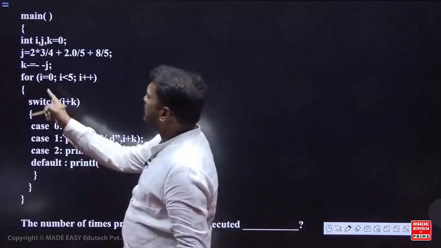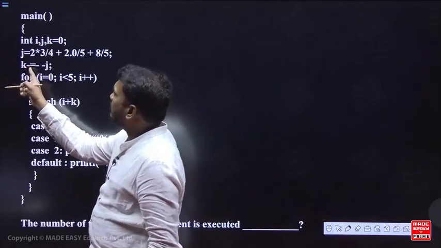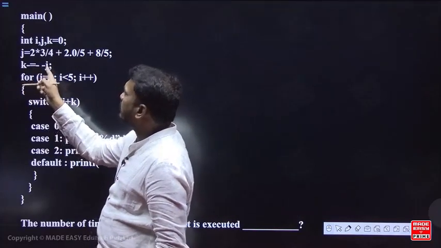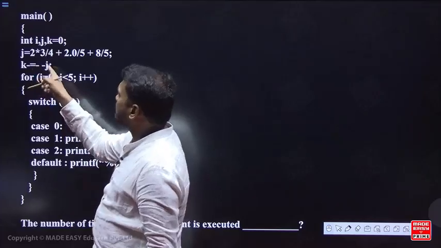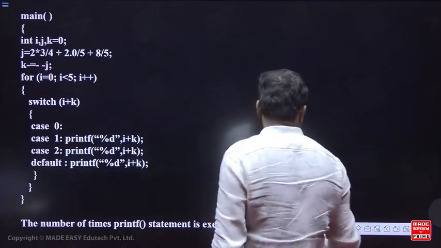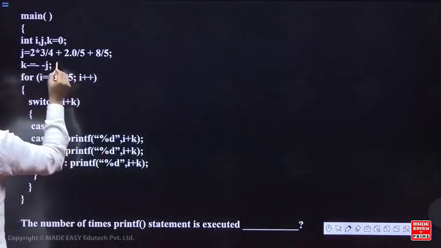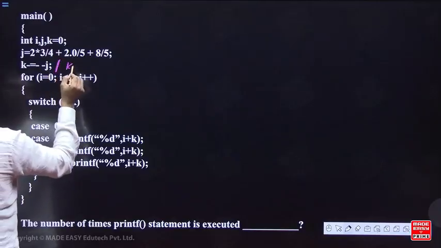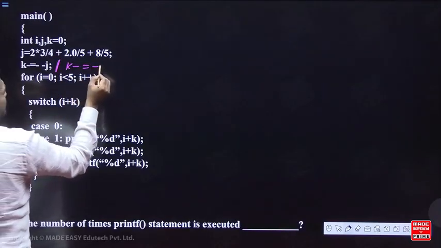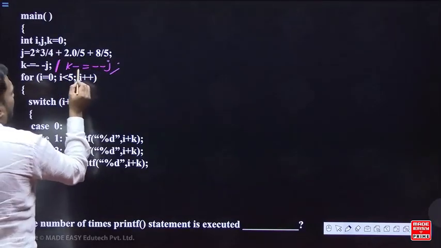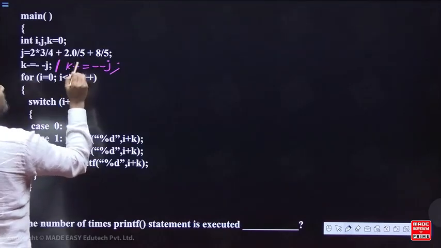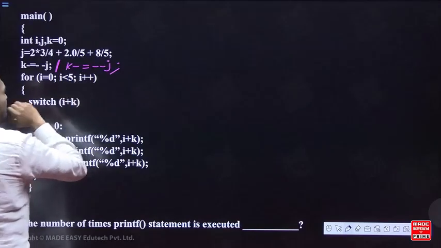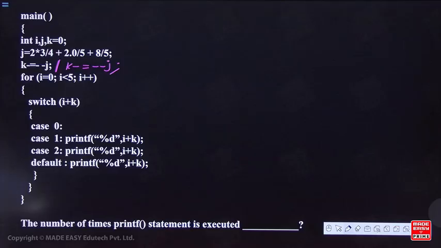Remember what is the meaning of this statement here? k minus equal to minus minus j. Don't get confused. I am writing this line for clarity: k minus equal to minus minus j. What does it mean? k equals k minus minus minus j. Copy this question and try to solve.